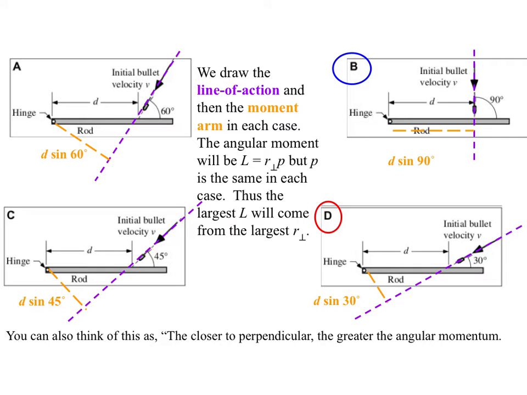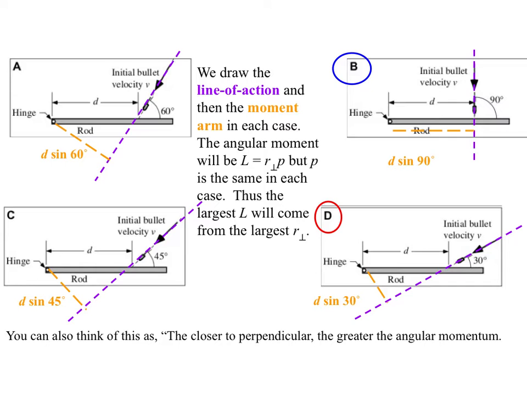Once again, we're going to draw the line of action for the linear momentum. For instance, in case A, it's this, so that we can find the moment arm, the shortest distance to that line of action, and then say that L is r perpendicular times p, but p is the same because m and v are the same. So it's just really r perpendicular that determines everything. Whoever has the greatest moment arm will have the largest angular momentum.